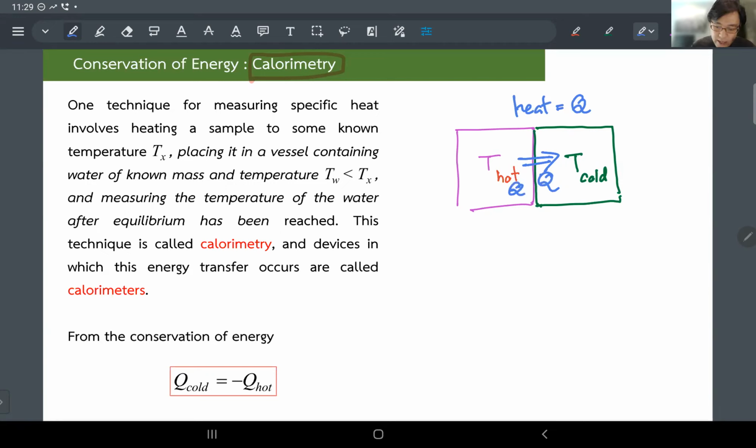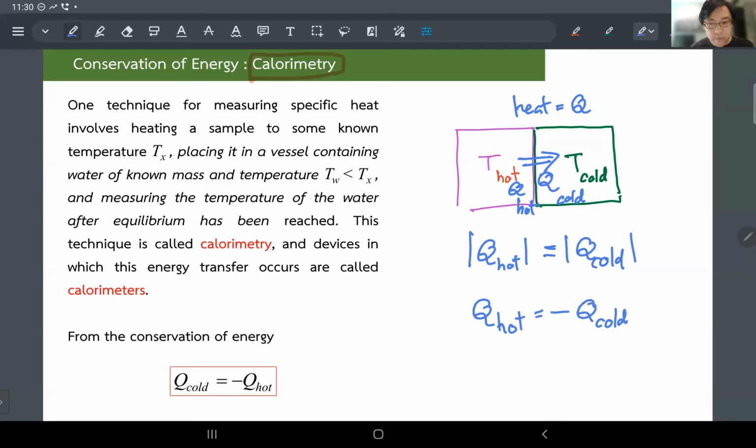Okay. So that means if I call the left side Q hot and I call the right side Q cold, what I'm saying here is the amount of energy leaving the hot part must be equal to the amount of energy that enters the cold part. Cool? But because we already have the direction, if I don't want the absolute sign in my equation, I have to say this: Q hot must be equal to negative Q cold. Got that one now? Okay.